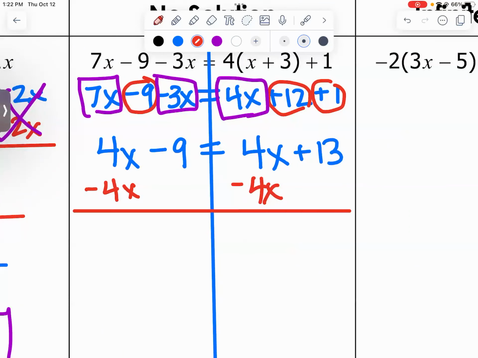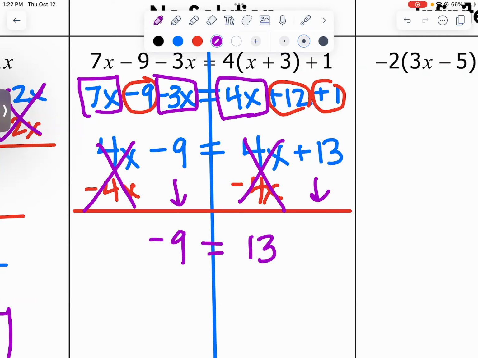Okay? So I think we all agree that these cancel, correct? If 4x minus 4x cancels each other out, then 4x minus 4x cancels each other out on the left side too. And we are only left with negative 9 equals 13. Poof, the x's are gone. Hayden, does negative 9 equal 13? Are you sure? Will it ever? It will never, ever equal each other. This is a false statement.